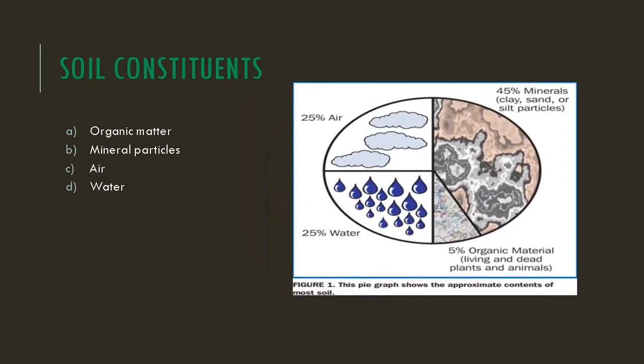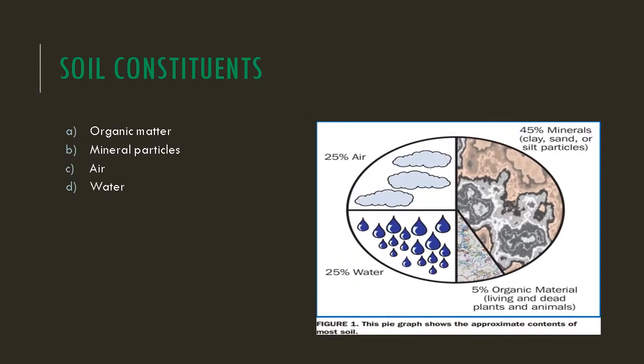What you're seeing is a diagram that gives you more illustration about what we've just said. 45% mineral that comprises clay, sand, or silt particles. 5% organic material made up of living and dead plants and animals. 25% water and 25% air.